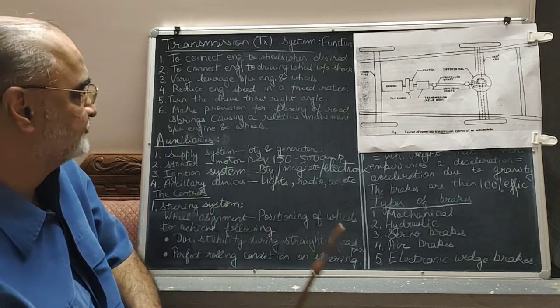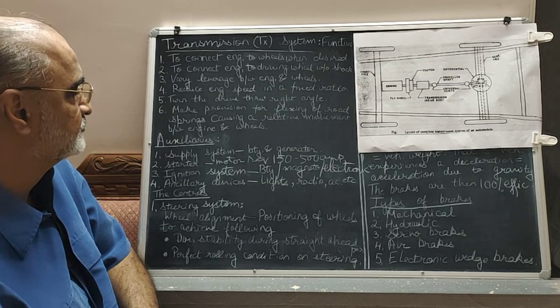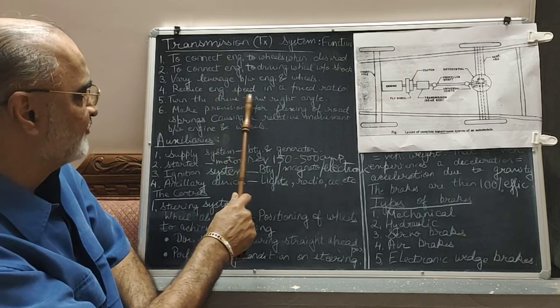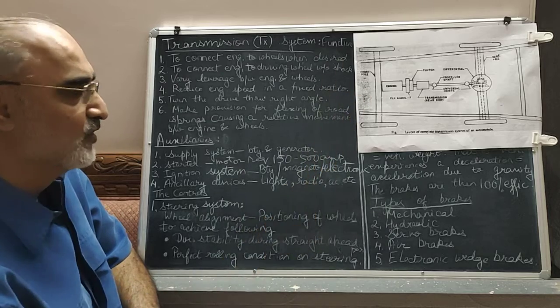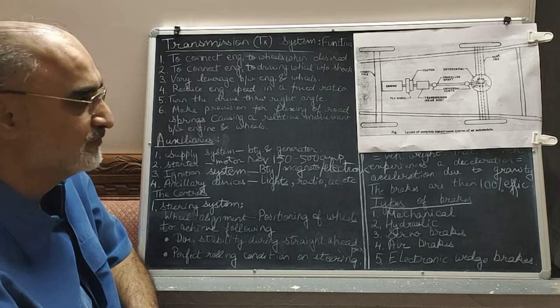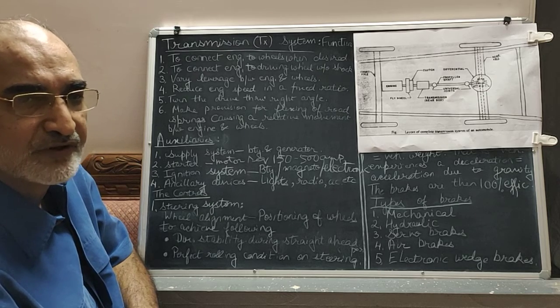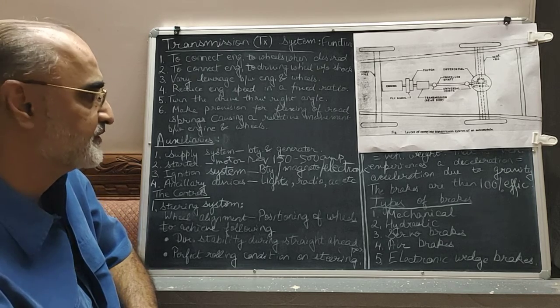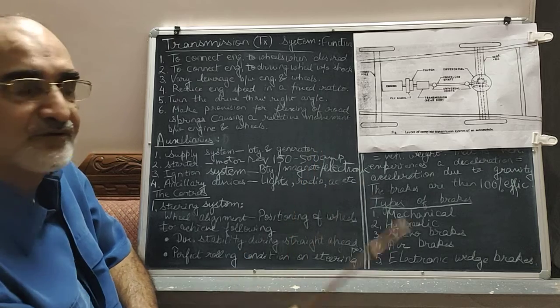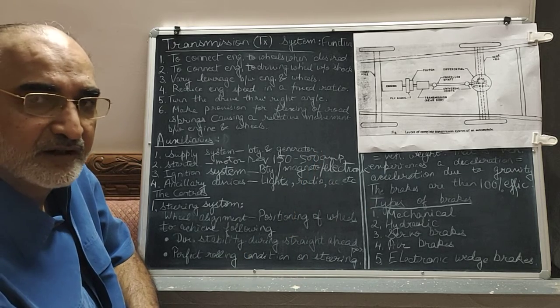The next is to reduce the engine speed in a fixed ratio. This is done by the gearbox. When we study the gearbox, we will see the various ratios. There will naturally be 4 ratios. If there are 4 gears, there will be 4 ratios. And each ratio of each gear is fixed.